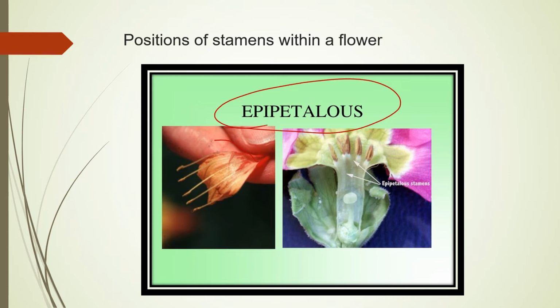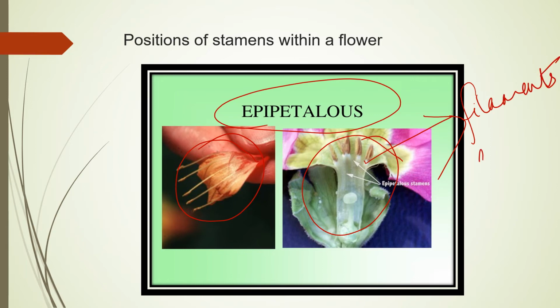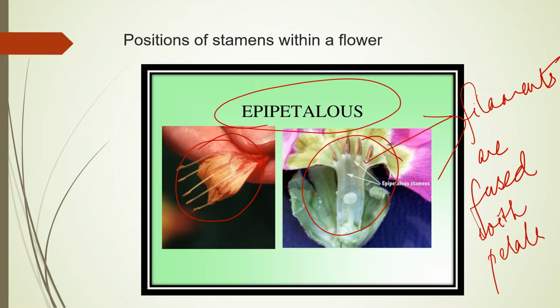Here we can see the filaments are all fused with the petals. So as the filaments are fused with the petals, they are called epipetalous. Is it clear? Now let us move on to the next one.